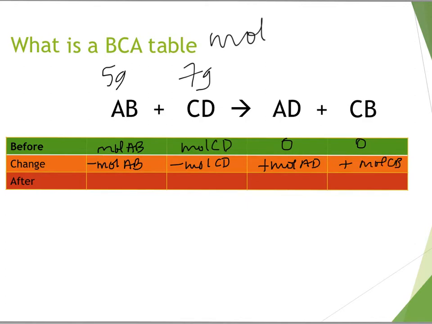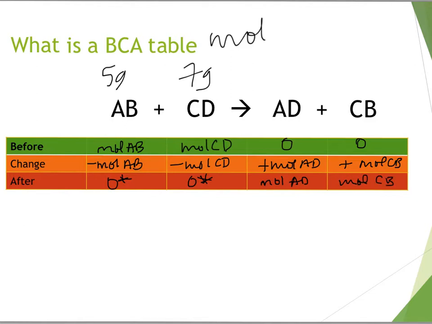Alright, and then for after, at least one of your reactants is going to be 0. Okay, and then the other one may be 0, or it may have some left over. It depends on if you had a perfect ratio of your reactants or if there was excess of one of them. And it can go either way. The first one doesn't have to be the limiting reactant. It could be the second one. Okay. And then as far as your products go, this is going to be equal to what you added to 0. And this is going to be equal to what you added to 0.